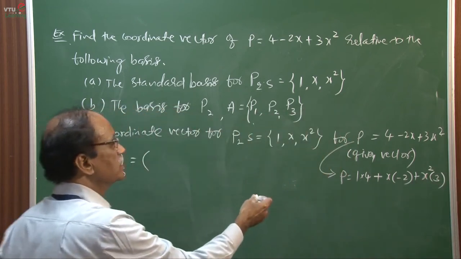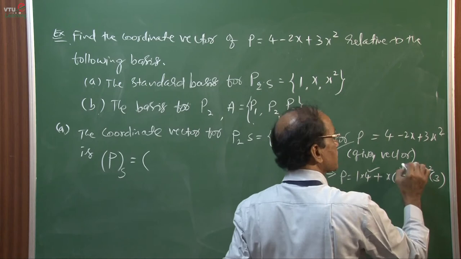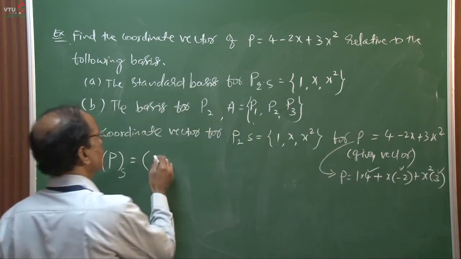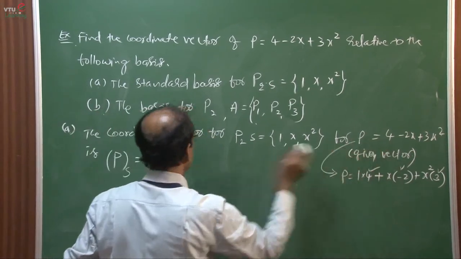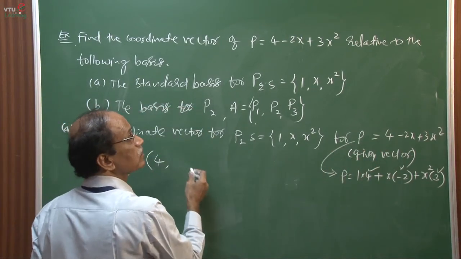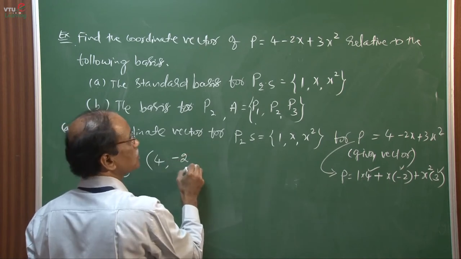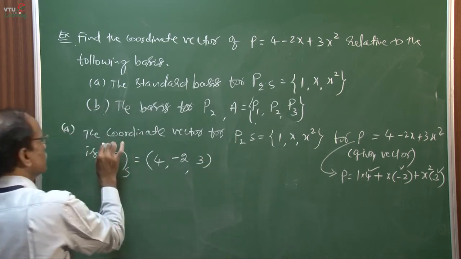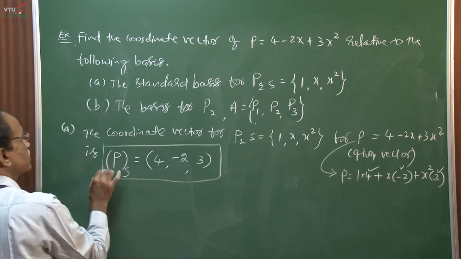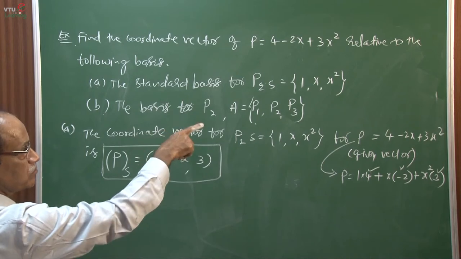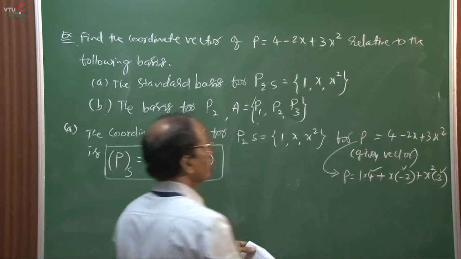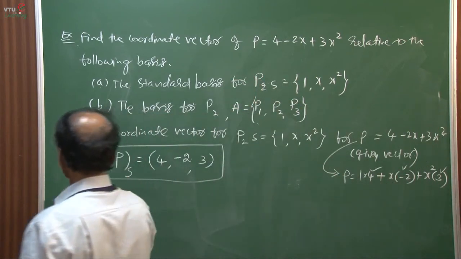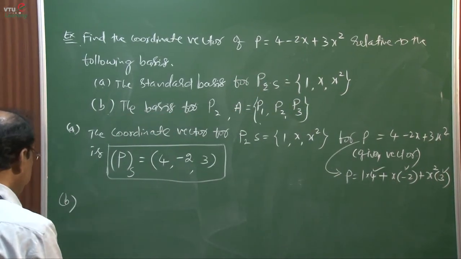Therefore, you can easily choose this is the first number, this is the second number and this is the third number for defining the coordinate vector. What is the first number? That should be 4. Second number, coefficient of x, it is minus 2. Third number, coefficient of x squared, that is 3. So, this is the coordinate vector for the given p in terms of this group of vectors, written in the form of the standard basis. Then, the second question is to be answered.